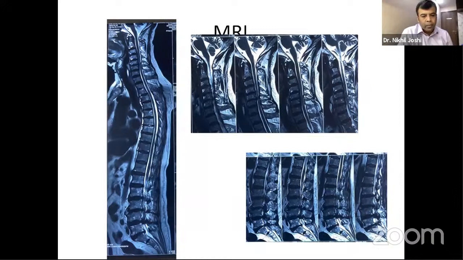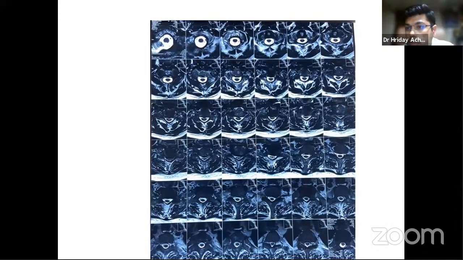Okay. Have you done a dynamic X-ray? Sorry, sir. Any dynamic X-rays done? Sir, dynamic X-rays were done, but they were not significant, so I have not kept them in. All right. Okay. So there was no instability in the cervical or the lumbar spine. Yes. Fine. Okay. Ayush, you want to add anything?